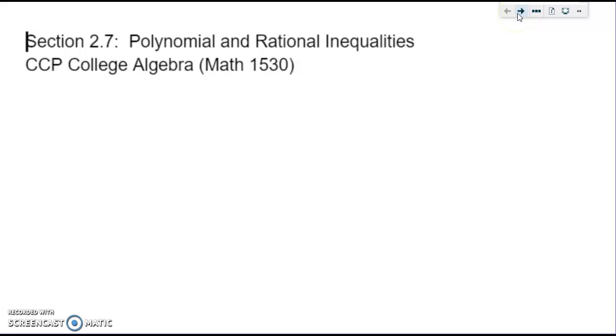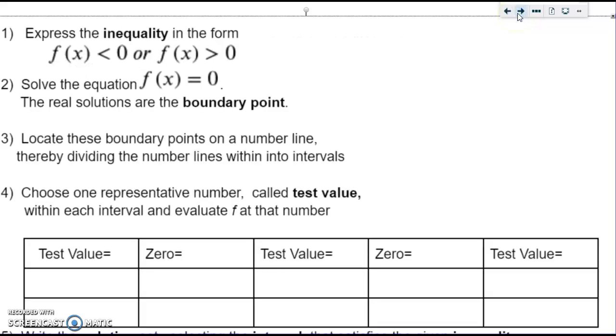If you look on the first page, you do have some open spots here, and this is the process that we're going to go through. There are 5 steps to help go through this. The first thing that we're going to do is make sure that we express the inequality as f of x is less than 0 or f of x is greater than 0. It means that we want one side to be 0. Then we're going to solve for that function. That means we'll have to factor it and then set each of the binomials equal to 0.